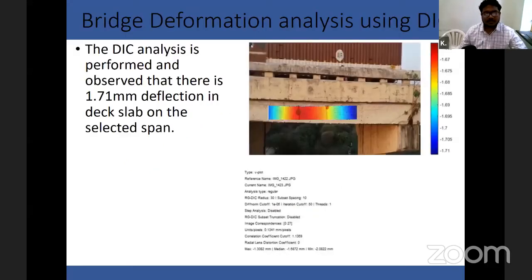Coming to the bridge deformation analysis, the DIC is applied and it is observed that during the vehicle passage, when it is at the center of the beam, the deflection is around 1.71 mm. You can see the graph.